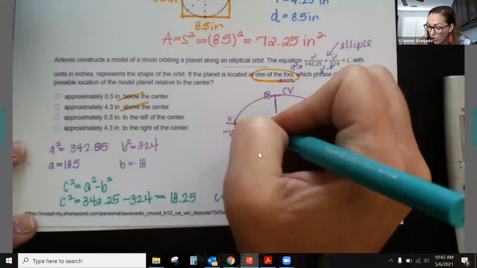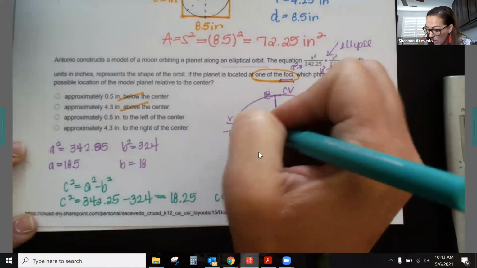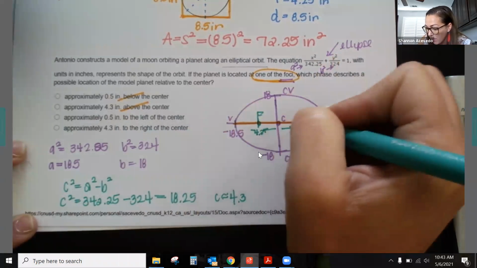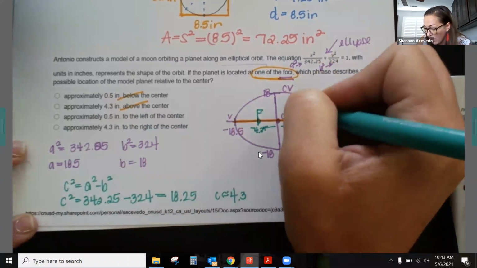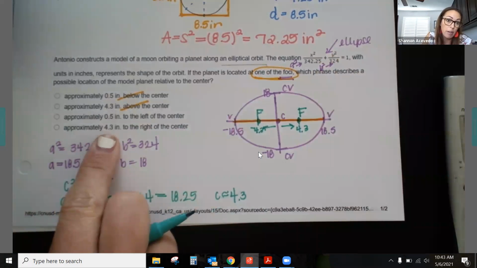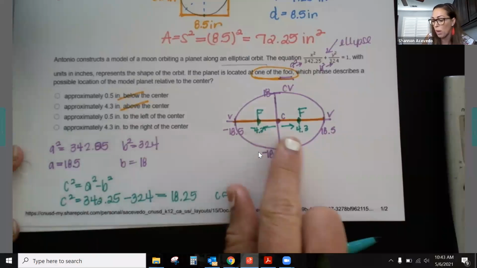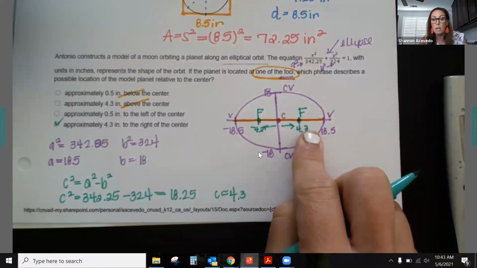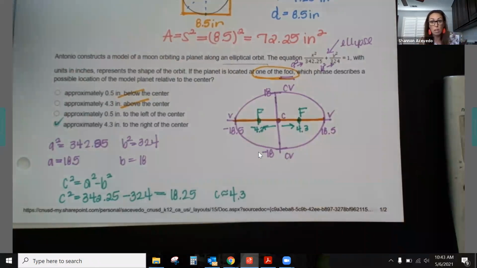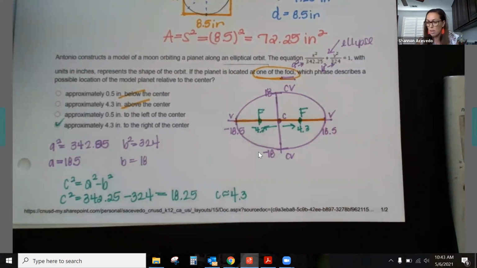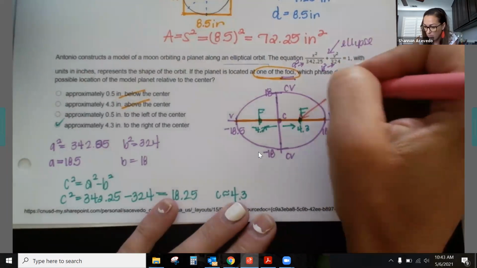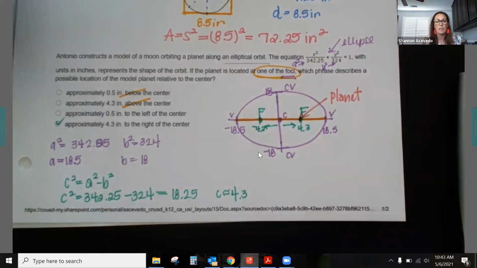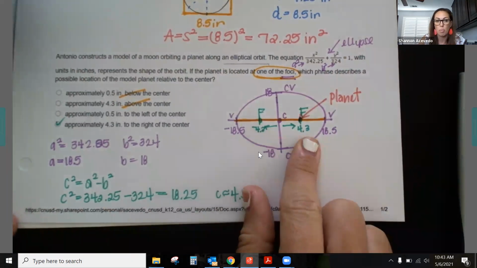So it's going to be 4.3 to the left. So at negative 4.3, I would have a foci, and at positive 4.3, I would have a foci. So my option, if I know the value is approximately 4.3, and in this case it's to the right of center, is going to be the correct one. It only gave me this option, so that's my only one. It could have been to the left of center as well, but that's not an option, so it has to be here at the right. So again, this would be where my planet is right here. So it's to the right, 4.3.